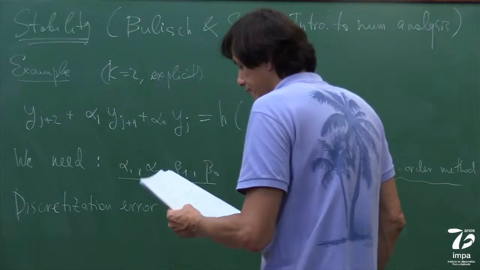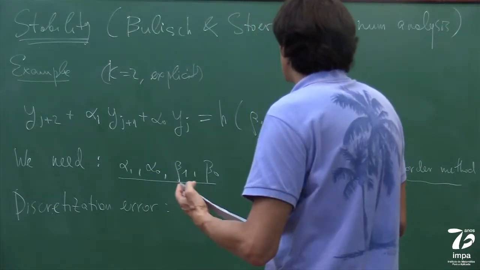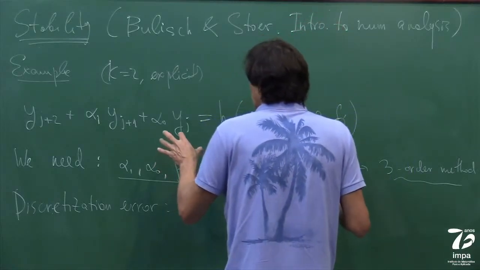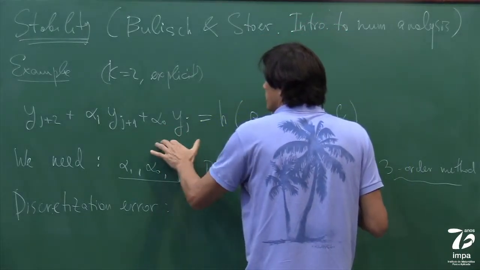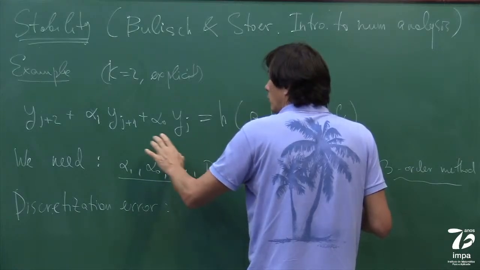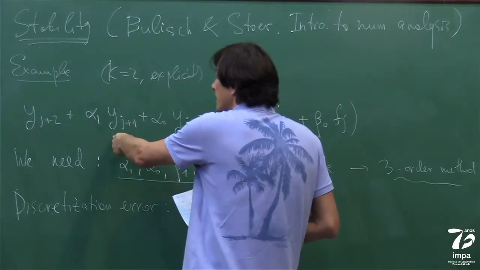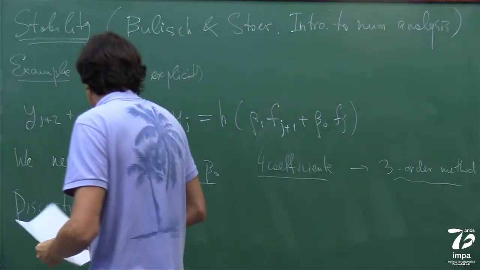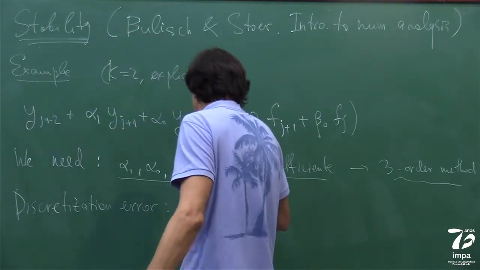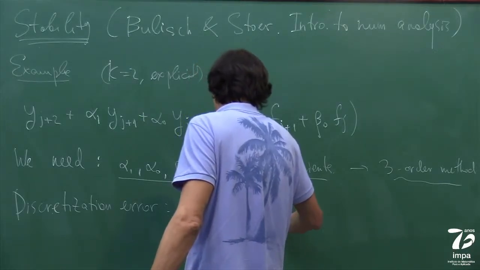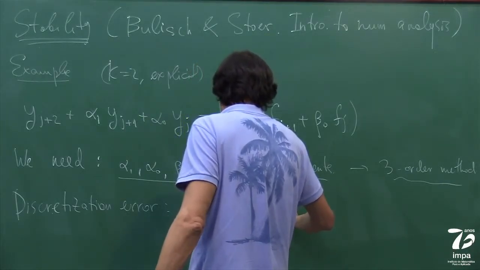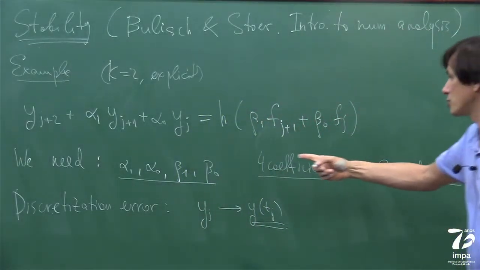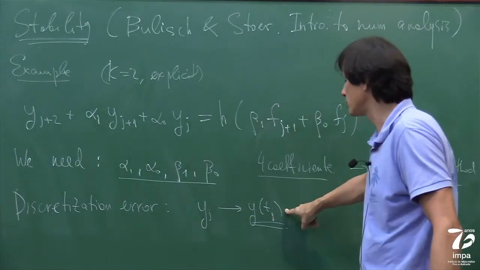Discretization error. So what is the discretization error? It is the error of this equality if you substitute exact values in place of the computed ones. This is how you compute: you substitute y_j by y at time t_j, so by exact values. So y_j is a computed value, and y at t_j is the exact value.